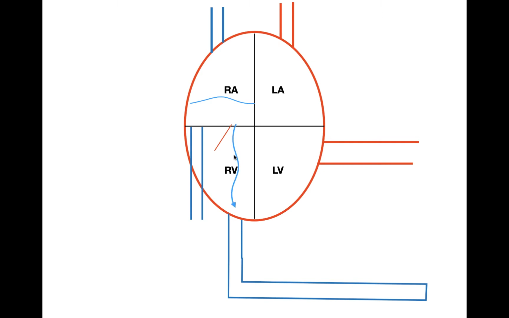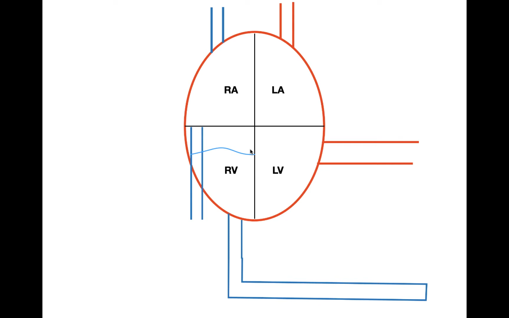Blood will continue to flow into the right ventricle as long as the pressure inside the right atria is greater than that of the right ventricle. So when the pressure inside the right atria is less than that of the right ventricle, the valve will close and the right ventricle is now filled with blood. Now, this right ventricle is filled with only deoxygenated blood, and this blood has to be oxygenated in order to fulfill its function in the body.